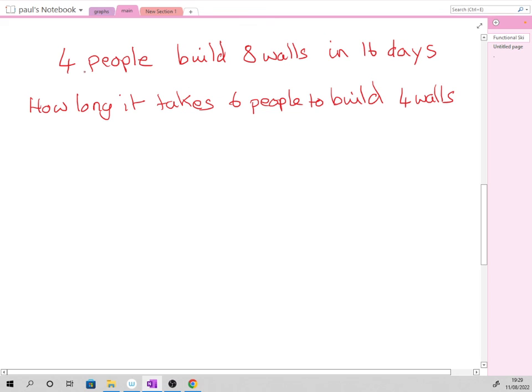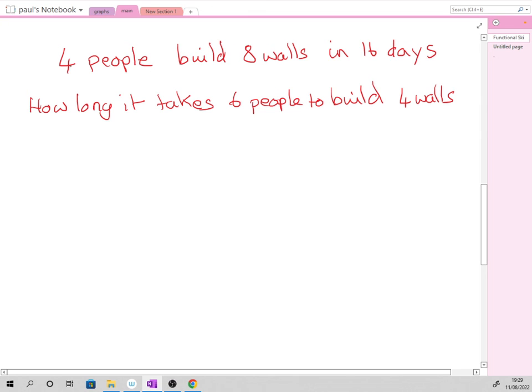So first of all, you can't just jump to the 6 people bit. You've got to find some other stuff out first. We know that it takes 4 people 16 days to do the walls. So if we find out how long it takes one person to build 8 walls, then we're on a start. So it's 16 days to do 8 walls. Now there's 4 people. This is just the task, but the task varies.